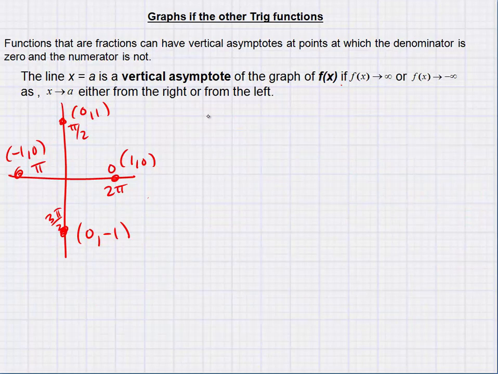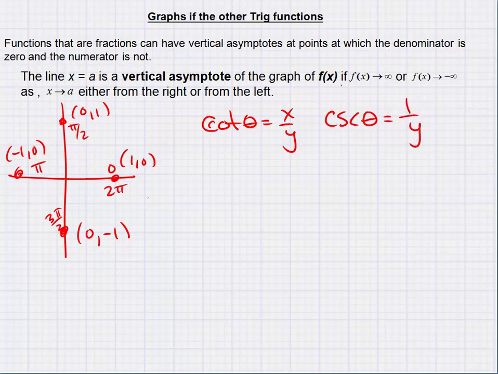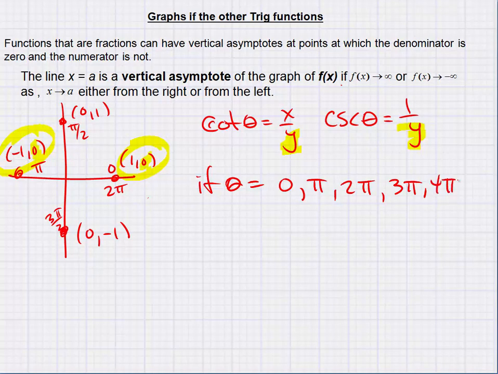Okay, so we have the cotangent, which is x over y, and the cosecant, which is 1 over y. Both of them have y in the denominator. Alright, well look at these 2 points now. Y is 0 in both cases. So that would put 0 in my denominator, make them undefined, and therefore give me a vertical asymptote. So if theta is 0, or pi, or 2 pi, or 3 pi, or 4 pi, etc., these functions are undefined.